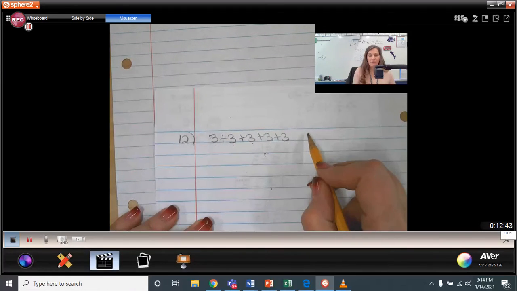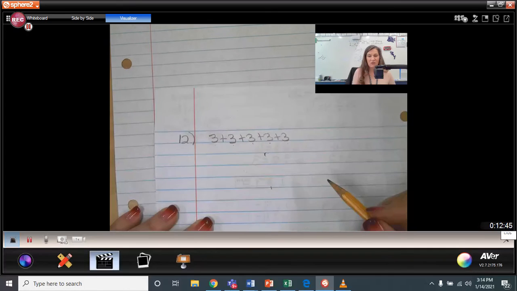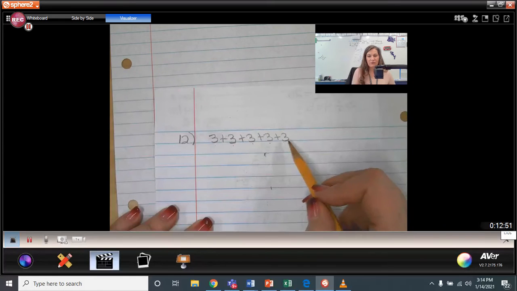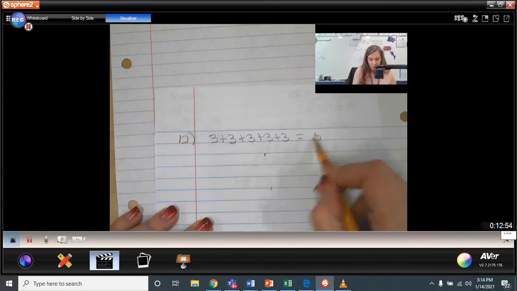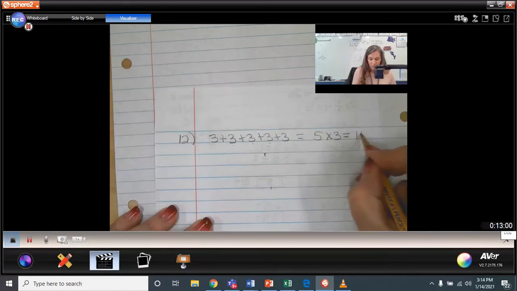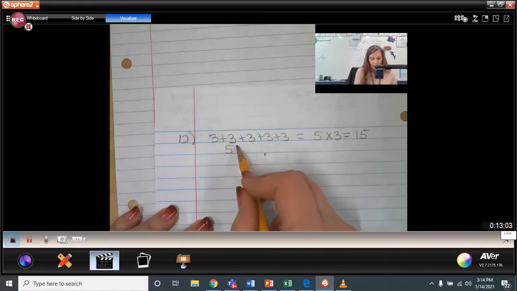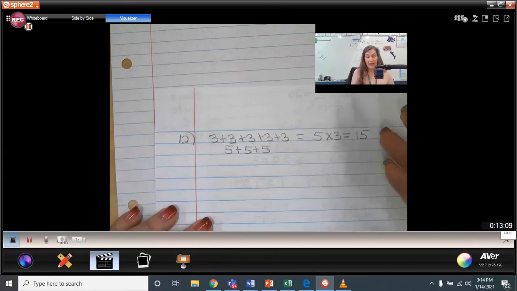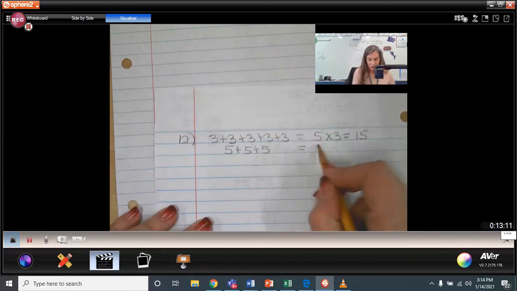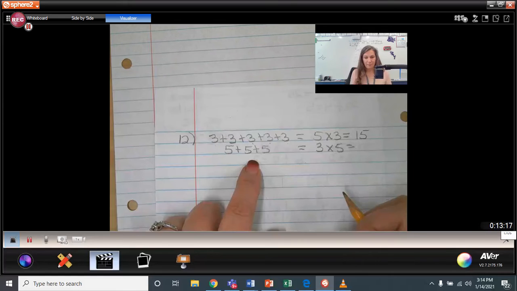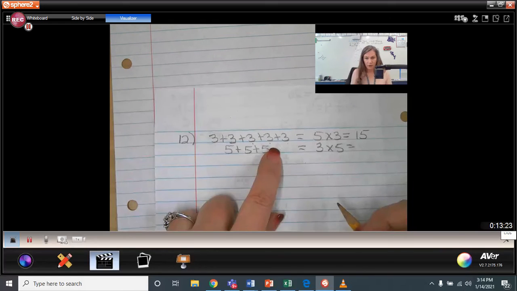So I know that when I take 5 groups of 3, if I switch my factors, 3 groups of 5 is going to be the same as 5 groups of 3. So with groups of 3, I'm going to have more groups to make 15 than I'm going to need whenever I add groups of 5. Because since I have more in my groups, I need fewer groups, if that makes any sense to you. Hopefully it does. So if I'm adding groups of 5, I need fewer groups. If I'm adding groups of 3, I need more groups.